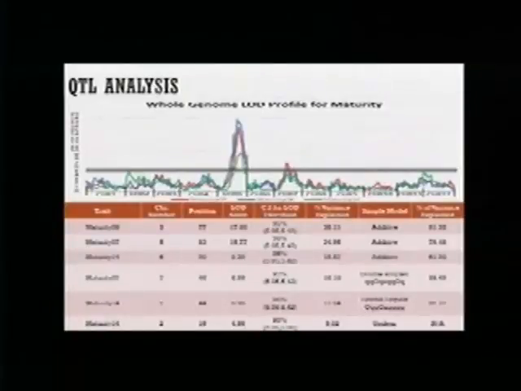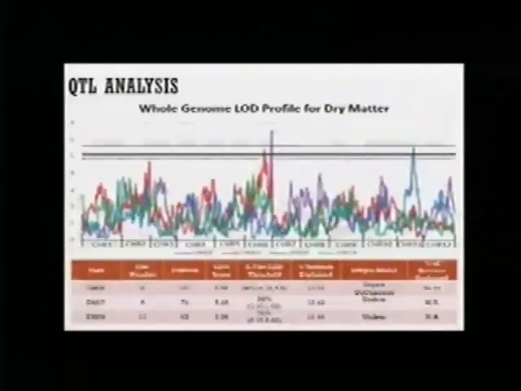For dry matter, it was dry matter and specific gravity. I'll get into that in a second. But as you can see, we had two peaks here, but they weren't really close together. And then we had a peak here on chromosome 11. And then specific gravity, we had multiple peaks here on chromosome 5, and then a little bit going on here on 8 and on 10.